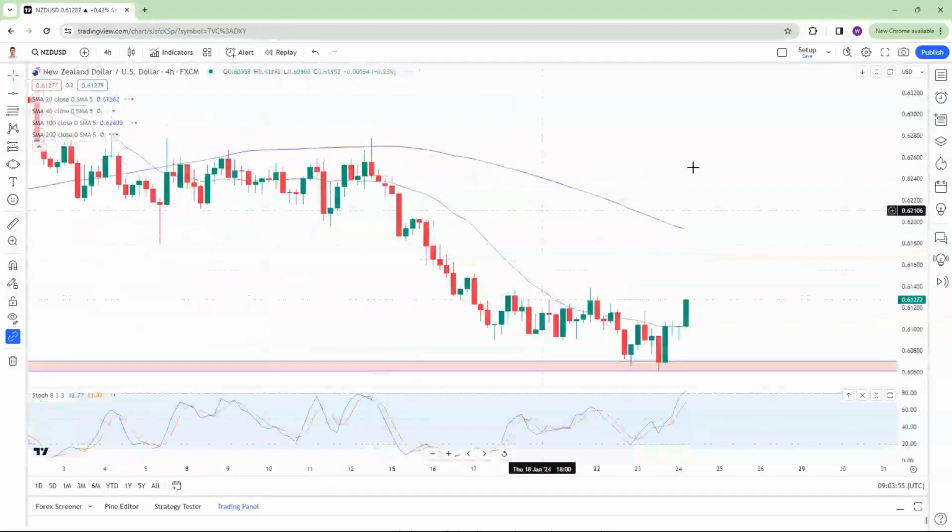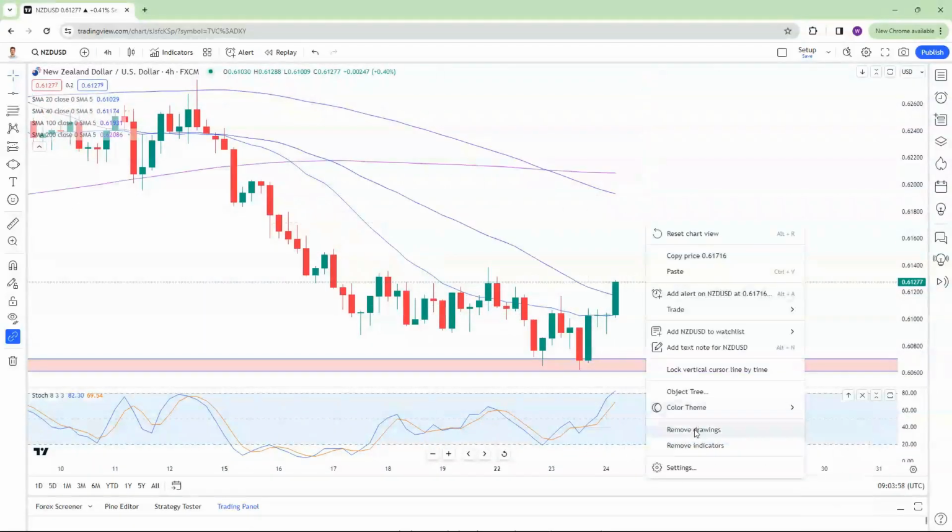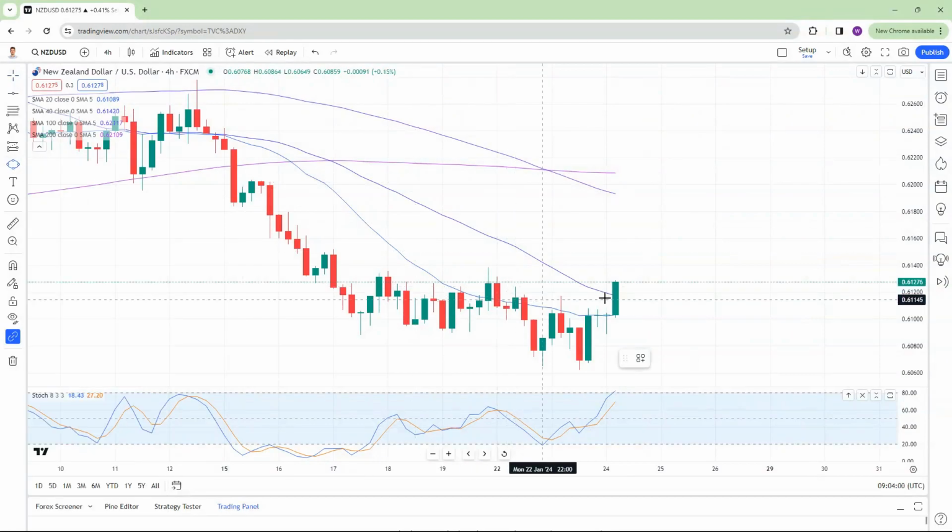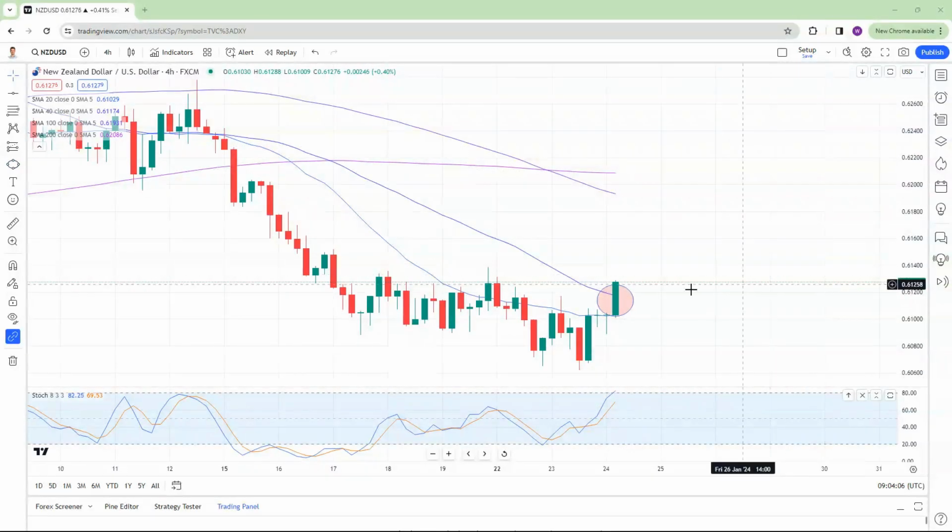Now, like I just said, you can see the momentum is coming with the New Zealand dollar against the US dollar. So in other words, people are just at this point starting to say, okay, well, I don't want to buy the US dollar as much.